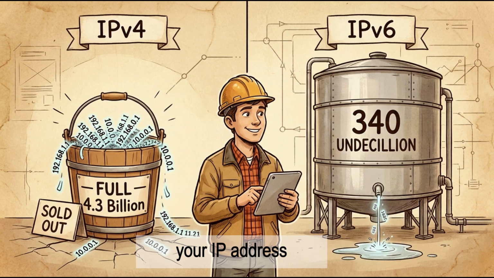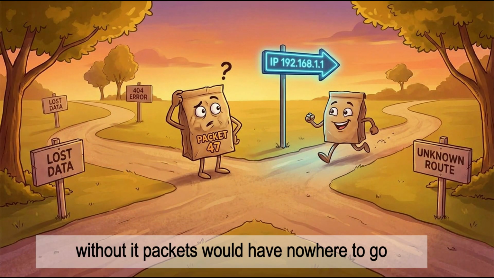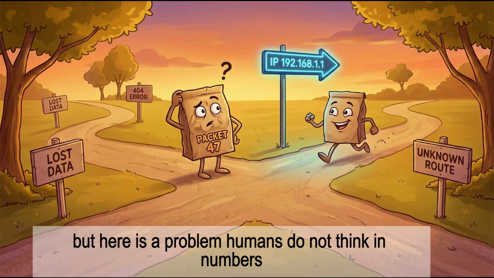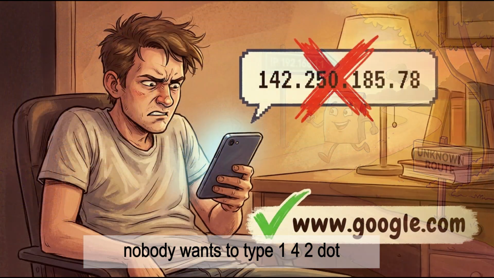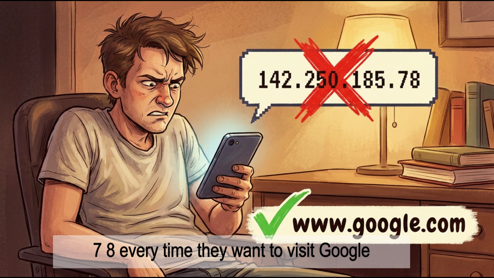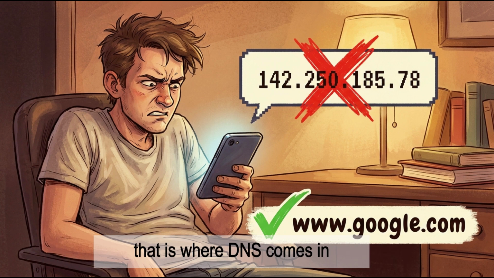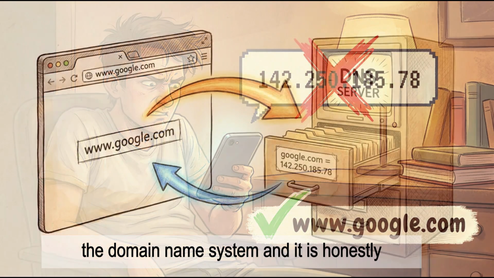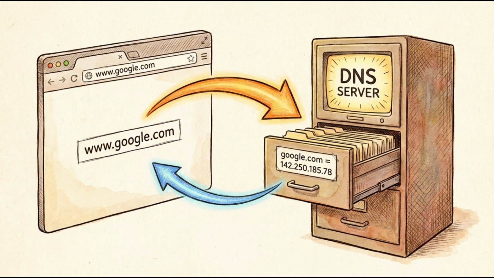Your IP address is how the internet knows where to send the data you asked for. Without it, packets would have nowhere to go. But here is a problem. Humans do not think in numbers. Nobody wants to type 142.250.185.78 every time they want to visit Google. That is where DNS comes in, the domain name system. And it is honestly one of the most underrated technologies on the entire internet.